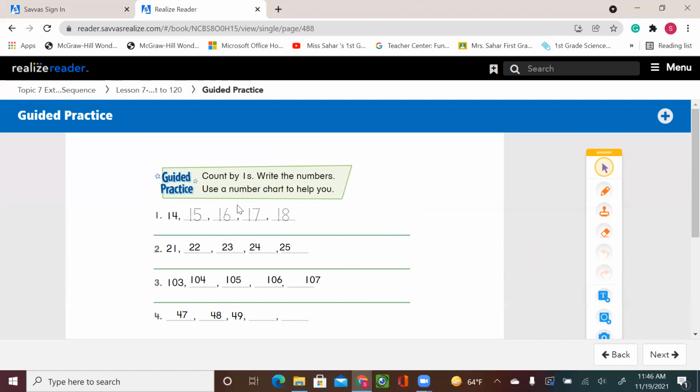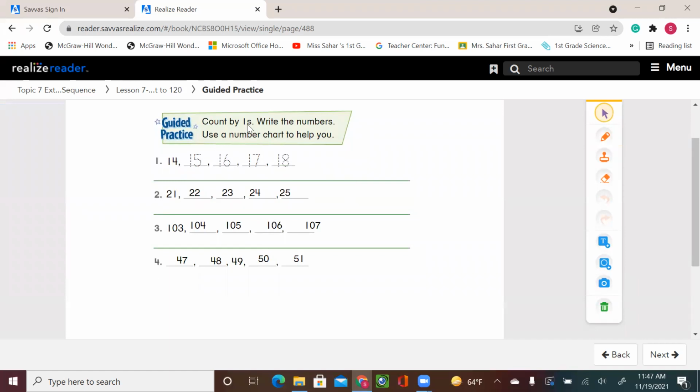So now let's go count by 1. So 47, 48, 49. What comes after 49? I need to add 1 more. After 49, 50. After 50, 1 more will be 51. So let's put our numbers here.